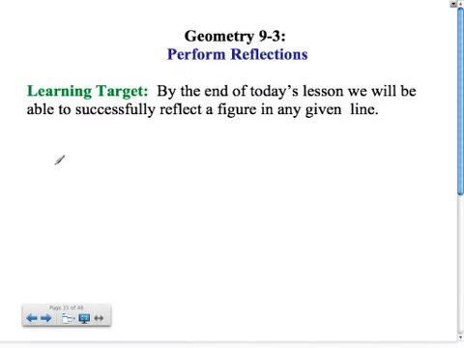In section 9.3, we're going to continue our discussion about different isometries, in other words, different types of transformations. If you recall, we've already discussed translating a figure and how to do that. Today we're going to look at reflections. And the good news is that this should primarily be review from some first semester ideas.